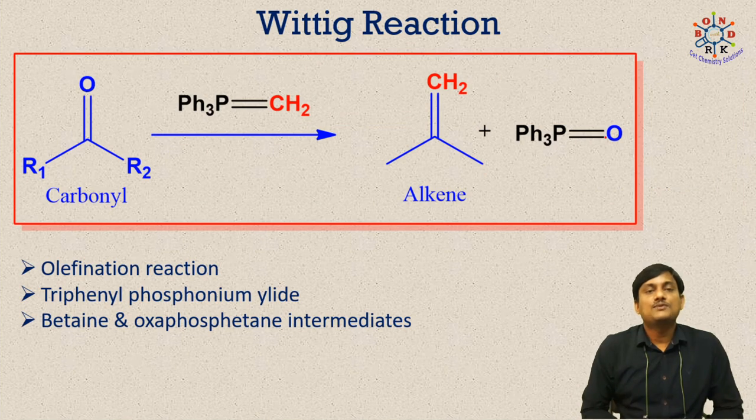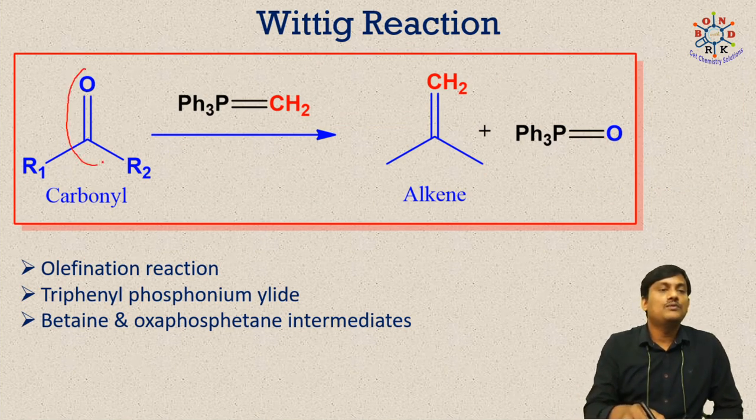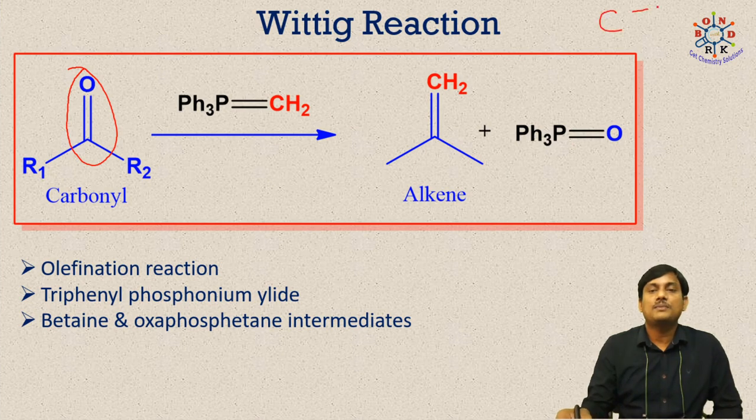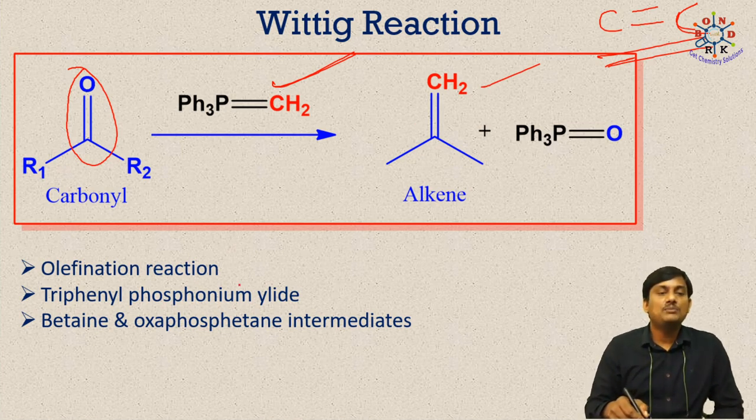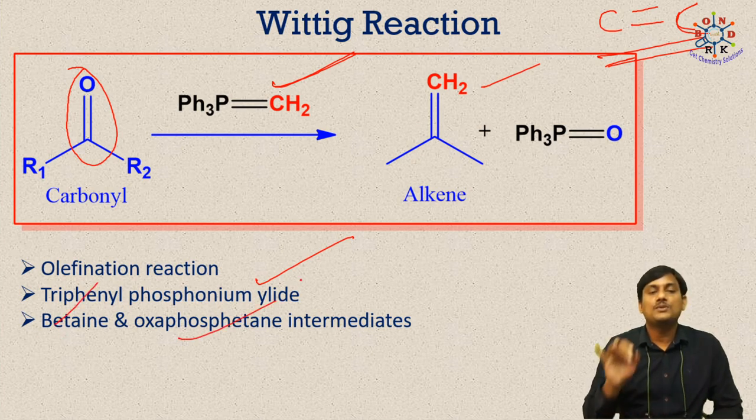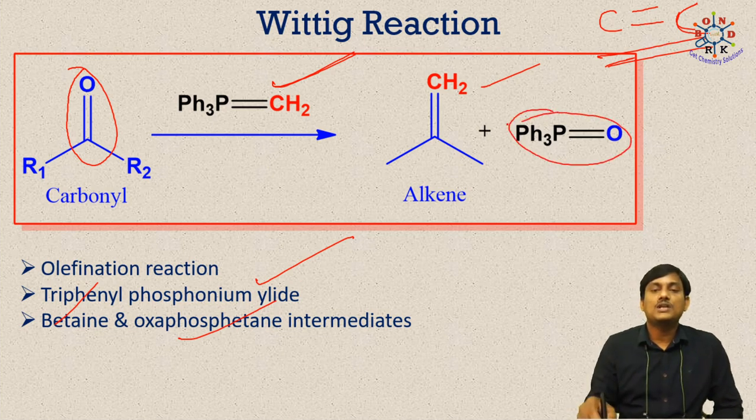Wittig reaction, this one is an olefination reaction. The C=O will be converted into C=C. Here there is a formation of a C=C bond. Here we use phosphorus ylides. This is a phosphorus ylide which is used in the Wittig reaction. Finally, there is a conversion of C=O into C=CH2. In this mechanism, triphenyl phosphonium ylide is used. In this mechanism, we have betaine intermediate and oxaphosphetane intermediate. So the byproduct is triphenyl phosphine oxide.